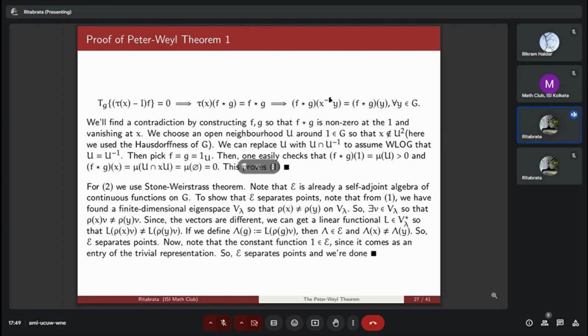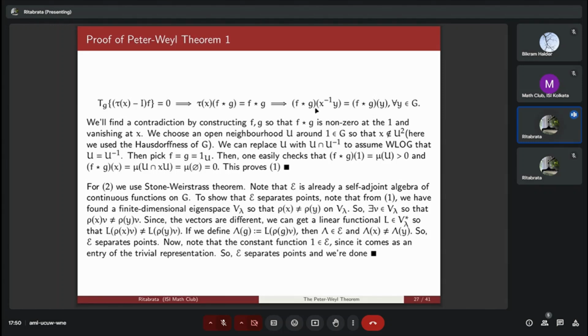So mu of U is positive, and f star g at x is the same as mu of U intersection xU, that is, U intersected with the translate of U by x. And this is empty because x is not in U squared. The condition that x is not in U squared is the same as saying U and xU are disjoint. You can again check it easily by hand. We need to use that U is a symmetric neighborhood, so that we can interchange inverses, but this is straightforward to check. So f star g takes the value 0 at x and a positive value at 1.